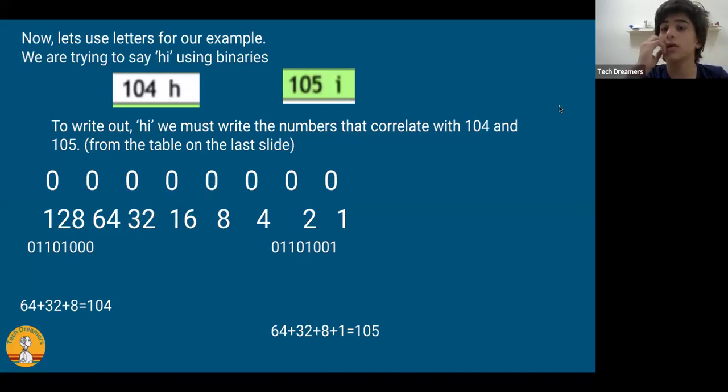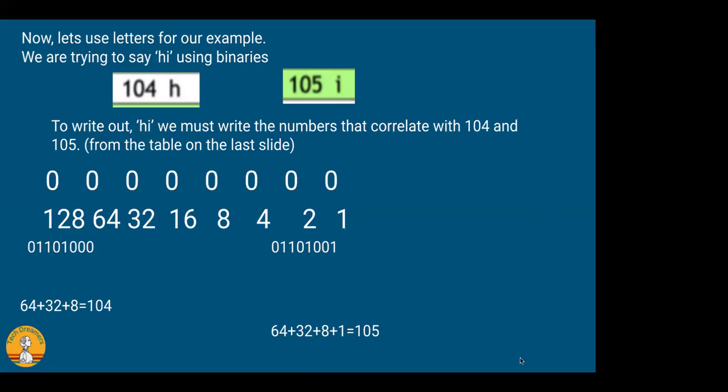Okay, someone is saying they're confused. Which part are you confused by? Would you like to unmute and explain what you're confused by? Yes, please go ahead and say it. I know it's a complicated topic. Okay, it's about the binaries. How come you were able to get 104 with 01101000? How did you join them? How did you add them together? Were you able to sum them up?